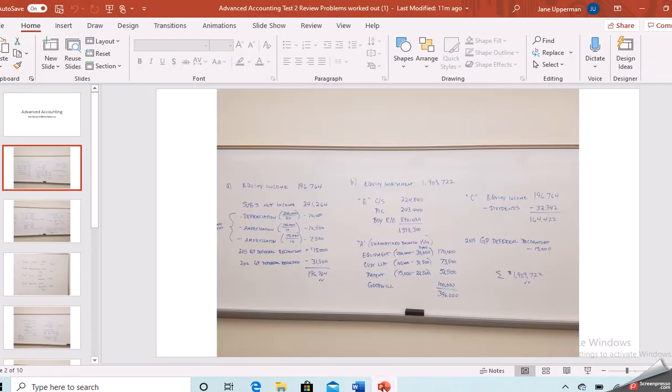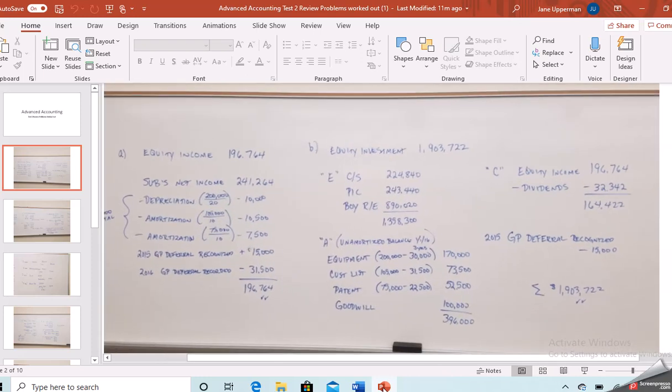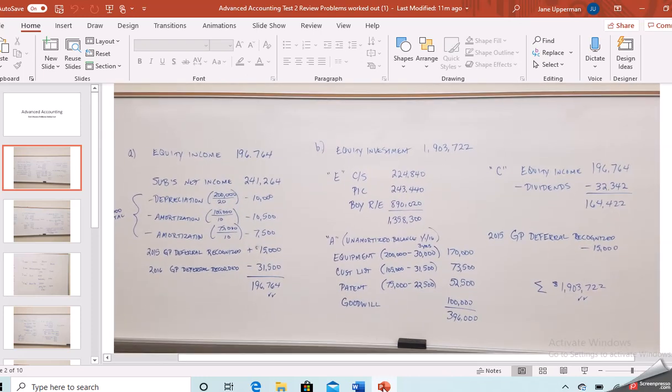So now I'm going to flip over here. So here we have it. Let me see if I can make it bigger. Okay, so we have the equity income. We start with the sub's net income, which would be pulled right off of the income statement, the $241,264. Then we look back at our acquisition accounting premium adjustments.